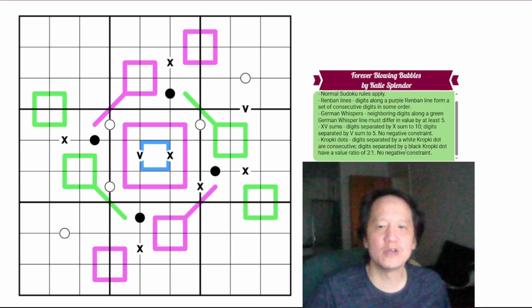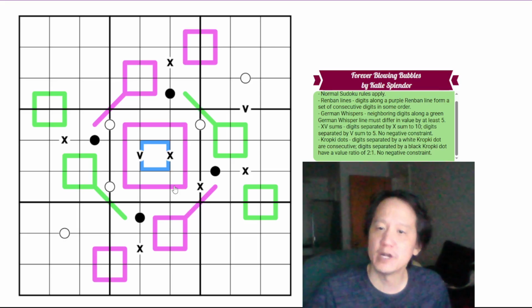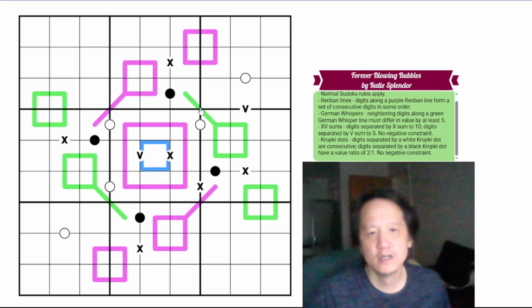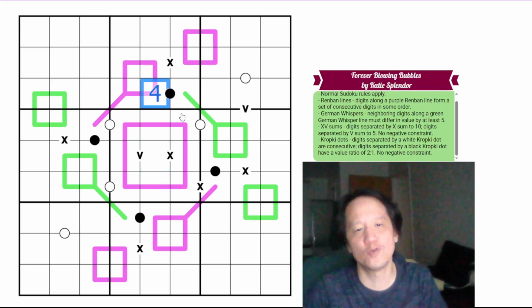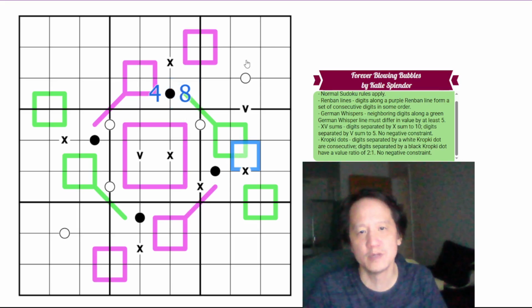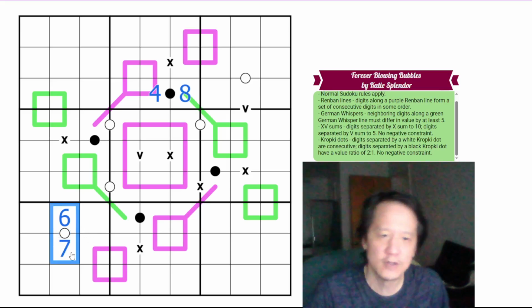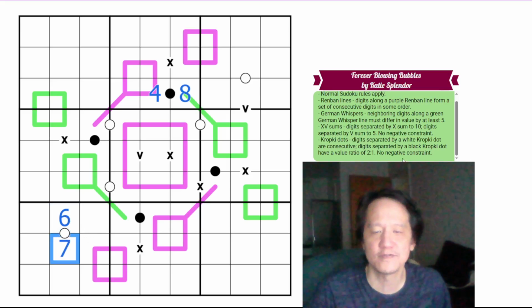And finally, we have Kropki dots, where digits separated by a white Kropki dot are consecutive, and digits separated by a black Kropki dot have a value ratio of 2 to 1, and there is no negative constraint. So, for example, if this were 4, this would have to be 2 or 8 to maintain the 1 to 2 ratio between them. If this were, say, 6, this would have to be 5 or 7 to make sure that these digits are consecutive. And those are all the rules.